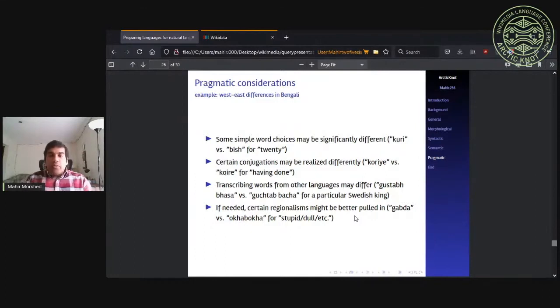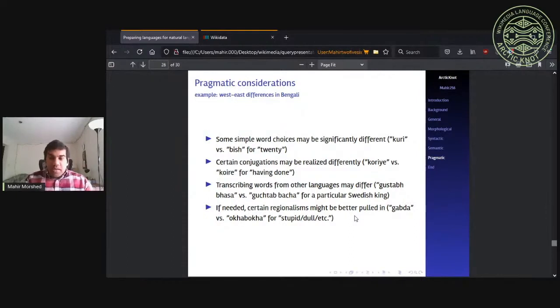Certain conjugations of verbs can be realized differently. So, for a particular non-finite form of kora, to do, there's korie in the west, and then in the east it frequently turns into koire in standardized speech. This is, again, a standardized distinction. I mean, there's, of course, regional varieties in Bengal, but I'm not talking about those necessarily. It's just that specific conjugation is realized differently in the east.